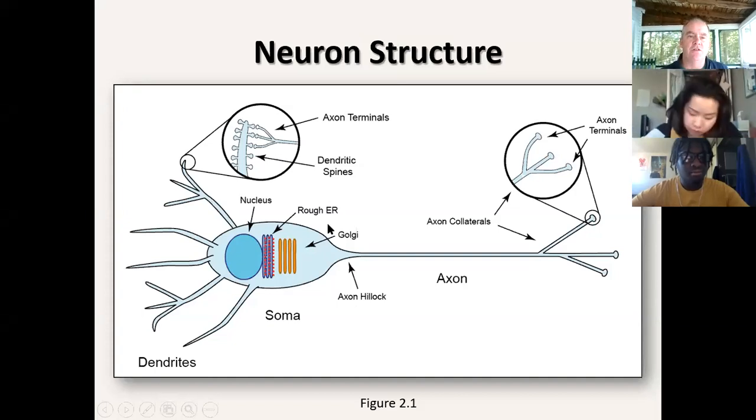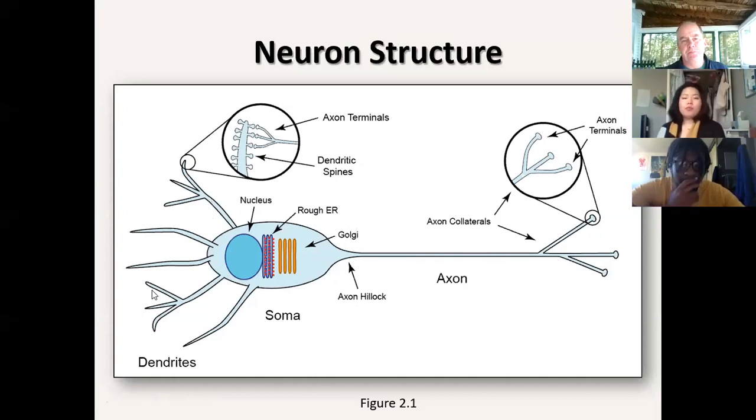Here's the soma, the cell body. The dendrites are at this end, and the axon's over here. So what is important about this for you is the function of each of these segments here. So we'll start at this end. The dendrites receive information. Other neurons will synapse with this neuron on the dendrites.